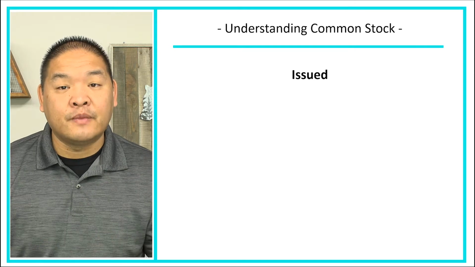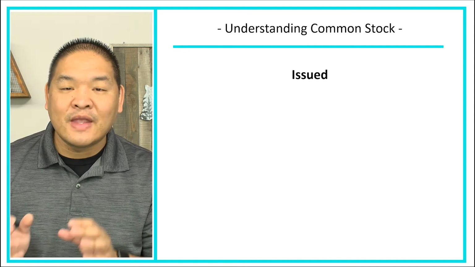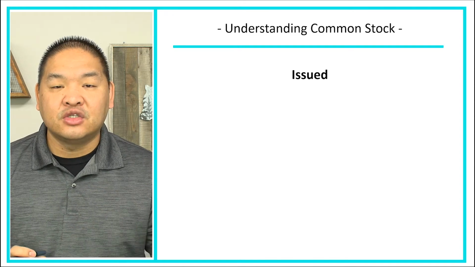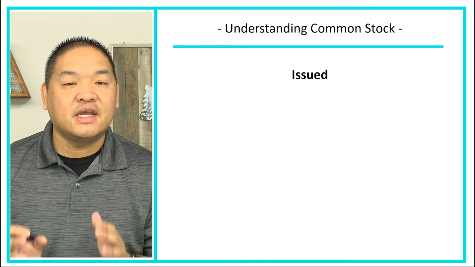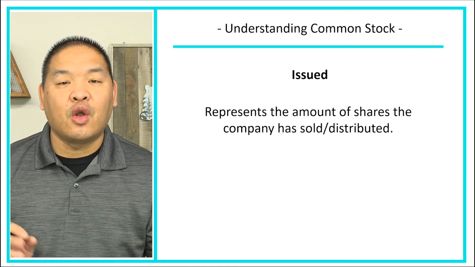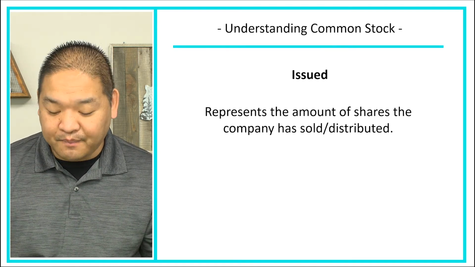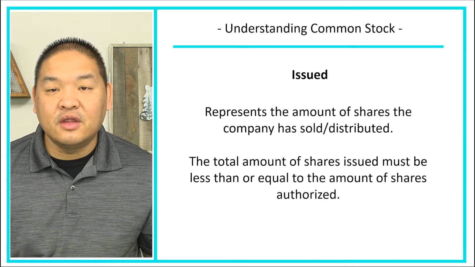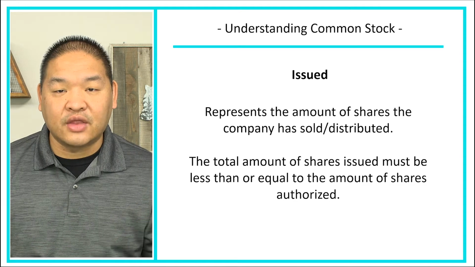That gets us to issue. So of the authorized amount, the company will decide how many shares they will issue. And it's not always advantageous for a company to issue every single share that they're authorized to issue. So for instance, if they've authorized 10 million shares, they shouldn't issue 10 million shares. So it represents the amount of shares the company has sold or distributed. So usually this amount is going to be less than your authorized amount. Now, the total amount of shares issued must be less than or equal to the amount of shares authorized. So even though we are issuing X amount of shares, it must be below how much was authorized in their corporate charter.